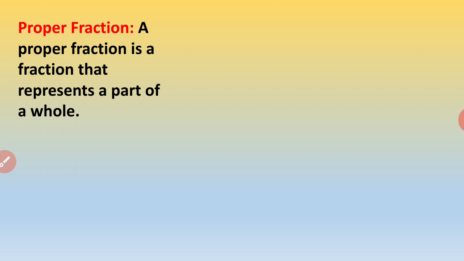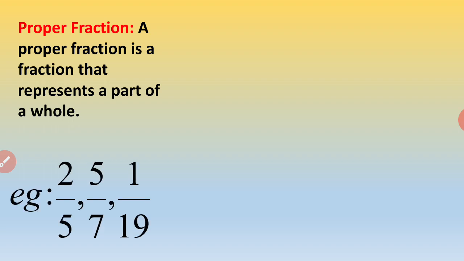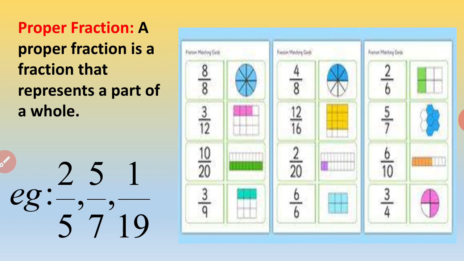The first one is a proper fraction. Here on the screen you can see certain examples, say 2 upon 5, 5 upon 7, 1 upon 19. In all these examples you will find that the numerator part is smaller than the denominator part. That means it is a part of the denominator. So a proper fraction is a fraction that represents a part of a whole.